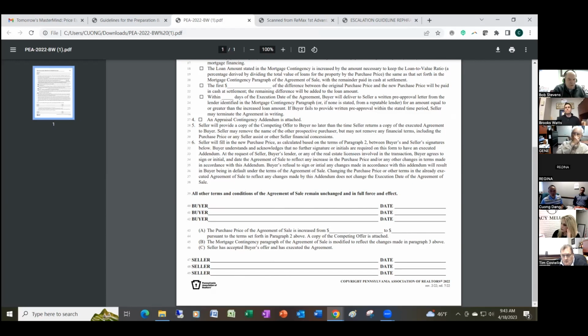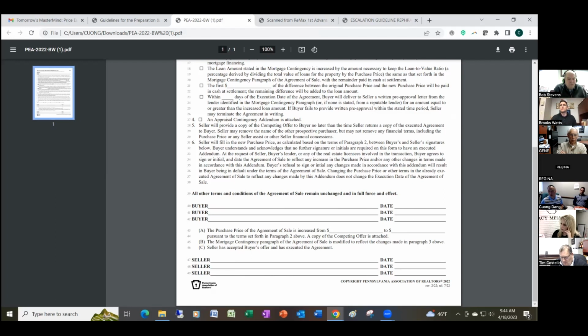Buyer agrees to sign or initial and date the agreement of sale to reflect any increase in the purchase price and or any other change in terms made in accordance with this addendum. Buyer's refusal to sign or initial any changes made in accordance with this addendum will result in buyer being in default under the terms of the agreement of sale. Let's read that again.